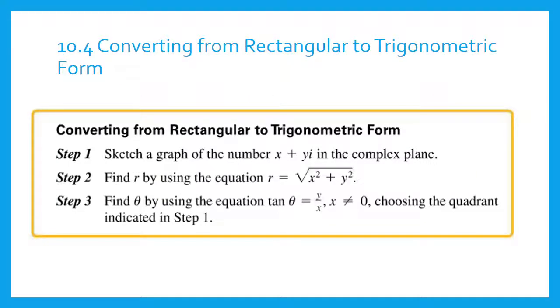So to convert from rectangular to trigonometric form, you're going to sketch a graph of the number in the complex plane. You're going to find r, and then you're going to find theta by using the equation tangent of theta equals y over x, and then choose the quadrant that is indicated from the sketch. So the sketch helps you figure out what quadrant this thing is going to be in.